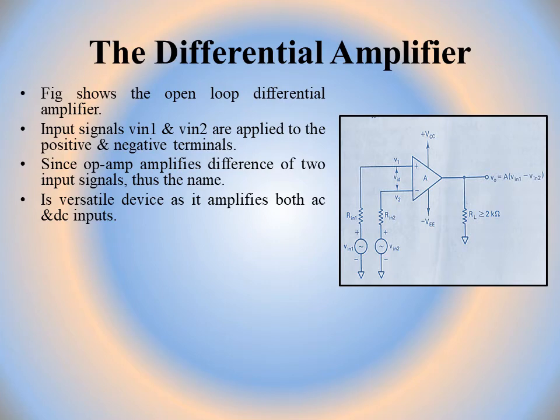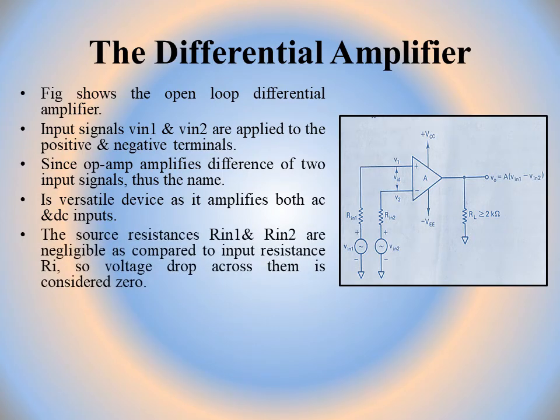It is a versatile device, which means it can be used anywhere. It amplifies both AC and DC inputs. As you can see from the diagram, there is no loop formation. There is no wire from output going into input. So it is an open loop circuit, and this differential amplifier is an open loop differential amplifier.